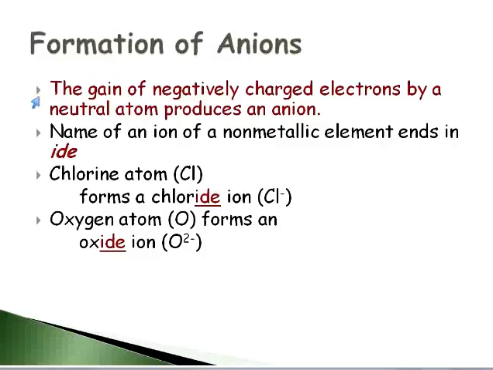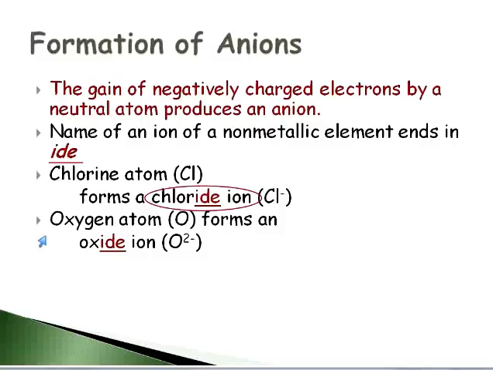The gain of a negatively charged electron by a neutral atom produces an anion. We're going to go into a chapter where we will be naming ions. The name of an ion of a nonmetallic element ends in -ide. So we have a chlorine atom. It forms a chloride ion, or we call it chloride, like sodium chloride. An oxygen atom forms an oxide ion. We take the first part and add -ide, so it would be oxide. But nitrogen would be nitride.